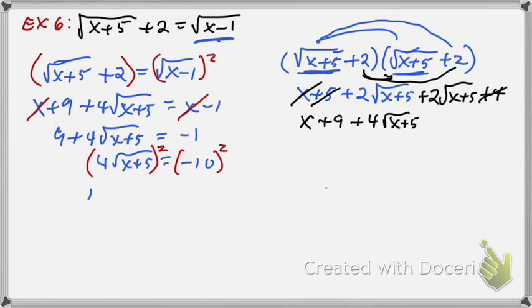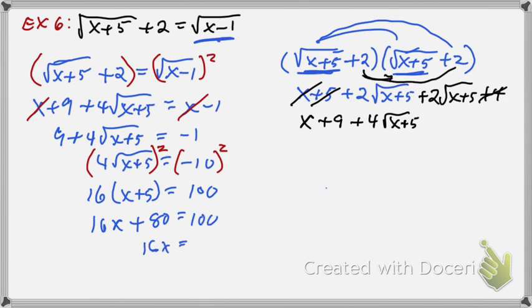So 4 times 4, even I can do that on my good days. That's 16 times x plus 5 equals negative 10 times negative 10 is 100. So I've got 16x plus 80 equals 100. 16x equals 20. X equals 20 sixteenths equals 5/4 is what I'm getting.